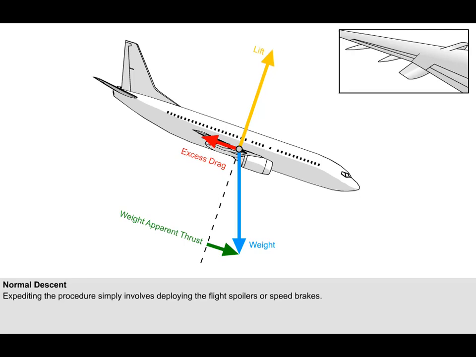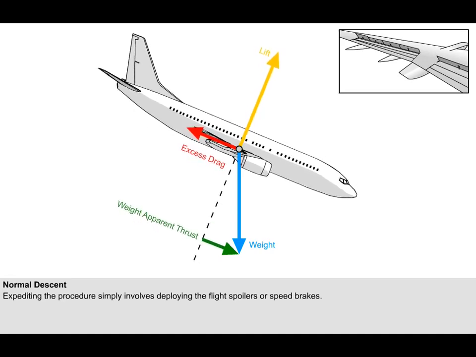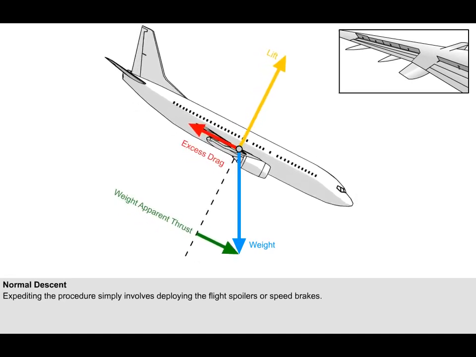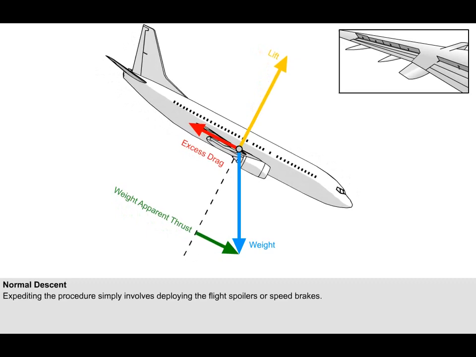If at any point air traffic control asks the pilots to expedite the descent, then the only action by the pilots would be to deploy the speed brakes. This increases the drag, which must be balanced by more weight apparent thrust. Therefore, the nose is lowered, which increases both the angle and rate of descent as per the instruction of air traffic control.